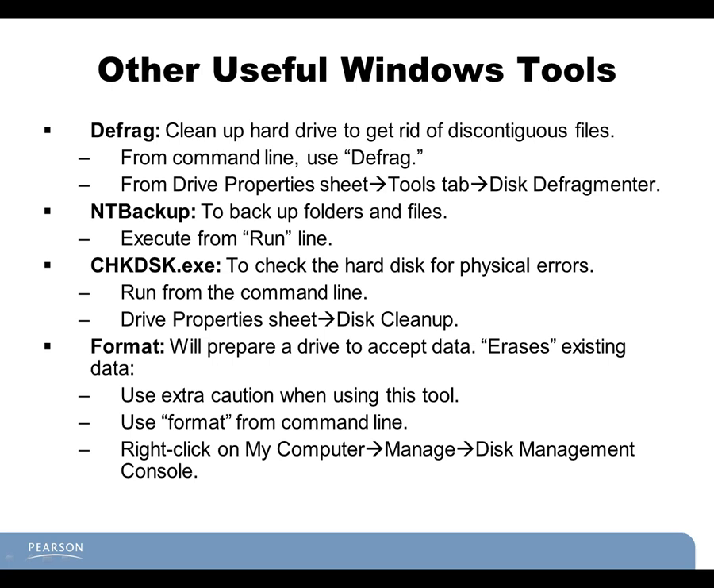In fact, it's very common for a Windows machine to have thousands and thousands of fragments. So what you do when you run a defrag is it goes on and it moves all those files around and tries to put them back together. Check disk is another one. Check disk checks the hard drive for errors.